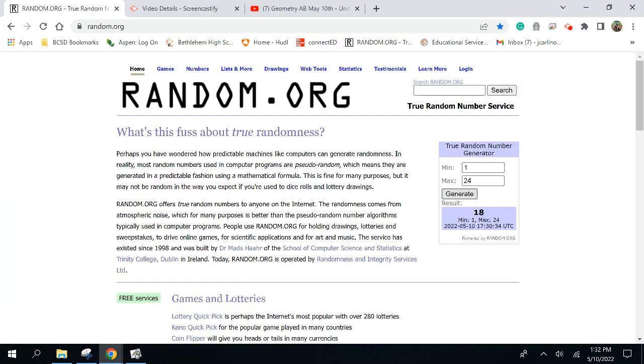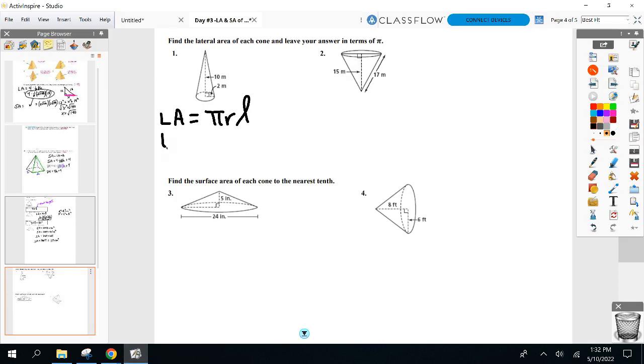All right, talk to me here. Let's hear from number 24. Here we go. Great. Radius, Mahmood. It is 2. Can I use the 10 in here for my slant height? No. How do I find the slant height? Pythag. Good job. Great work.